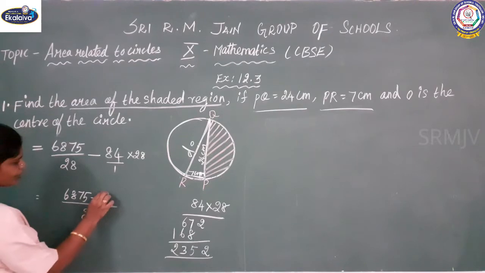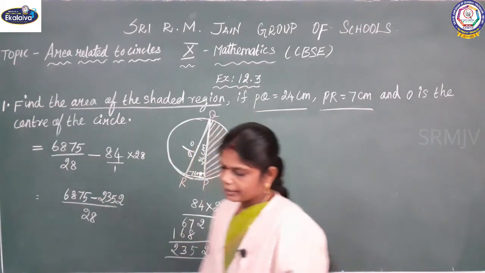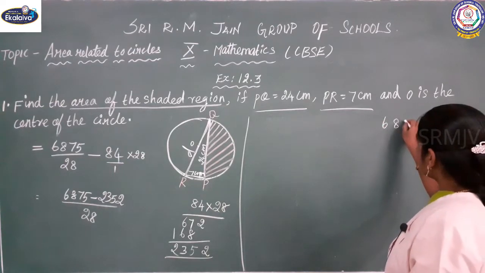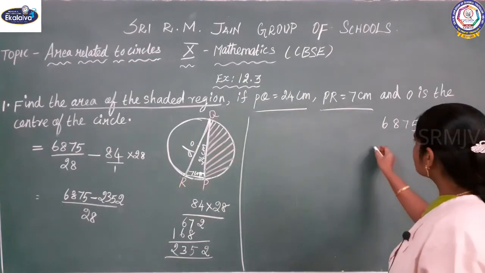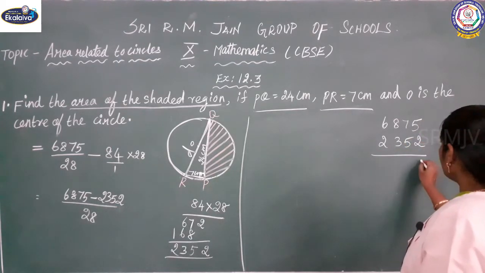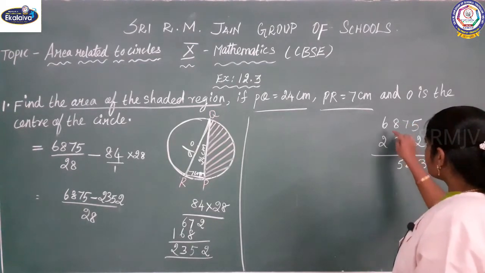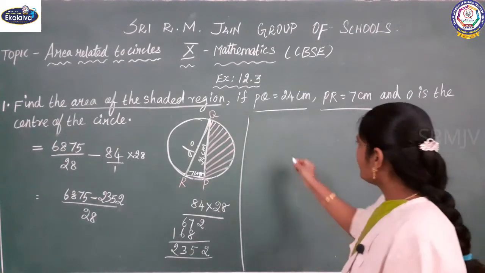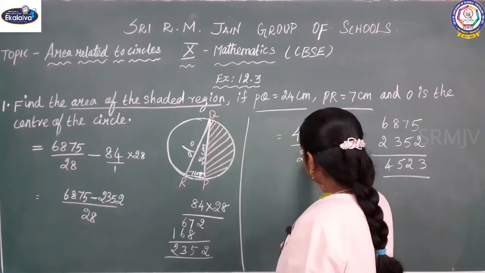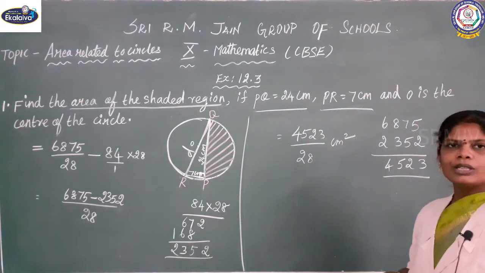Okay, so what we are getting? 2352. Okay, now we are going to subtract this. So 6875 minus 2352. So 5 minus 2, 3. 7 minus 5, 2. 8 minus 3, 5. 6 minus 2, 4. So what you are getting? 4523 by 28 centimeter square. You leave it as it is. Okay children? No need to divide this. You just keep it as it is.